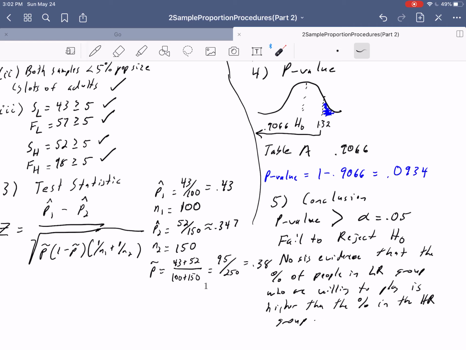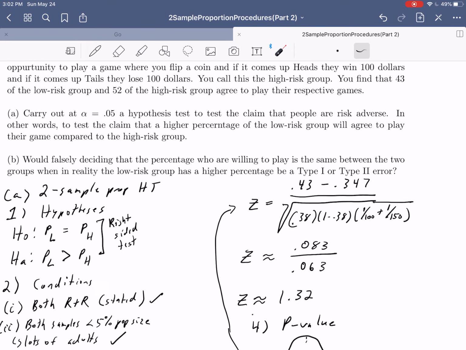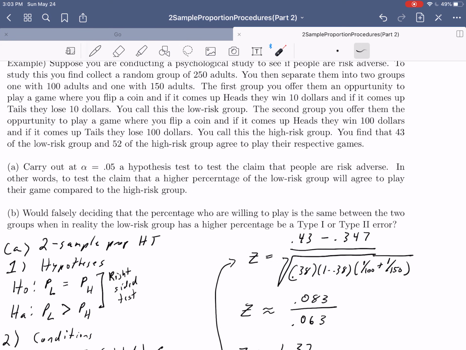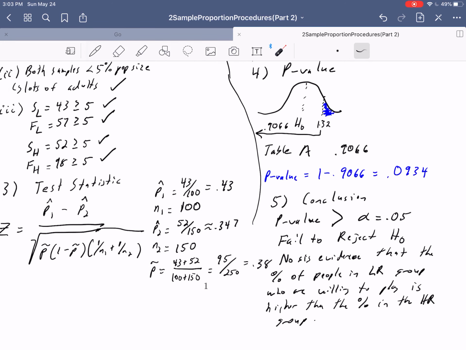Not necessarily, right? We had a very basic way of testing this, right? We basically created these two games, one where it was winning or losing $10, one where it was winning or losing $100. We might say that maybe $100 for most adults isn't really enough of a risk to see any sort of results. But at least according to what our data shows, we didn't see any reason to believe that a higher percentage in the low-risk group are willing to play compared to the high-risk group. So we failed to reject H0 in this case.